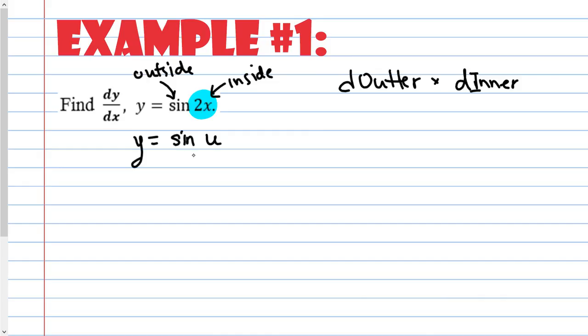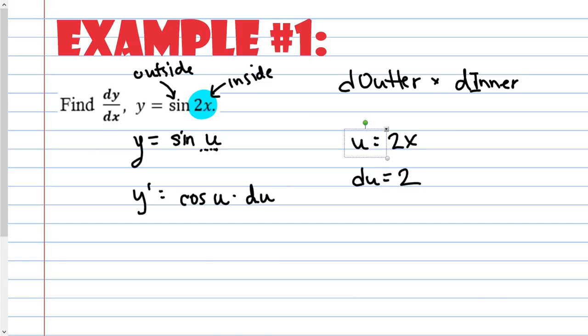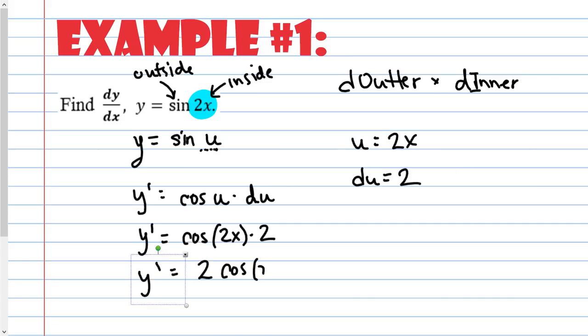So you treat this as sine u. Derive it, and the derivative of sine is cosine u, but because this is a function, I'm going to multiply it by the derivative of u. So u is 2x. Well, what is the derivative of that? 2. So our derivative, officially, is cosine of u, which is actually 2x, times du, which is 2. And there's our derivative. The only thing I would do is write the 2 in the front.